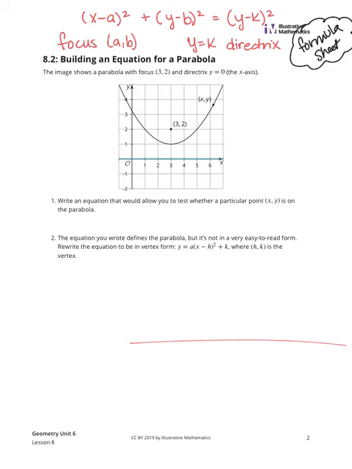So let's take a look at this problem. It says the image shows a parabola with focus at 3, 2 and directrix y equals 0.